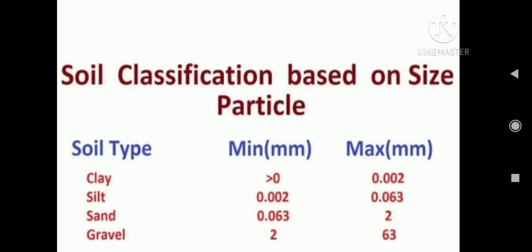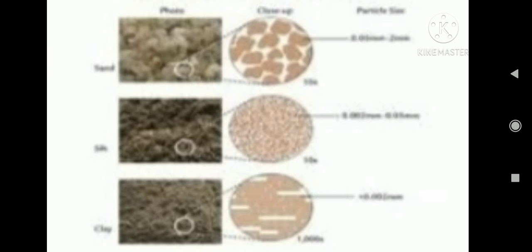Silt particles are larger than clay particles. Sand particles are larger than silt particles in size. Particles larger than sand particles are called gravels or stones. On the basis of the proportion of sand, silt, and clay, the soil is classified into 3 different types: sandy soil, clayey soil, and loamy soil.